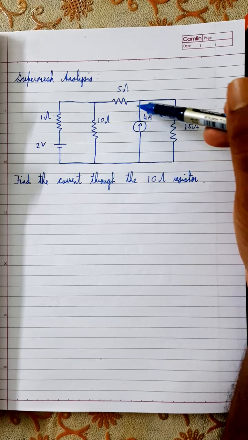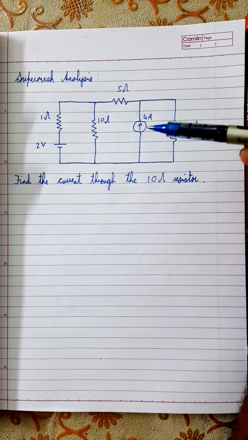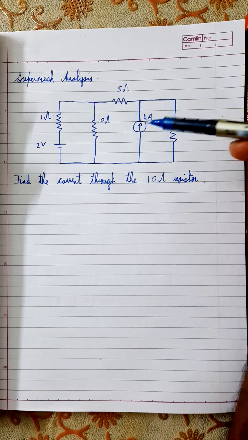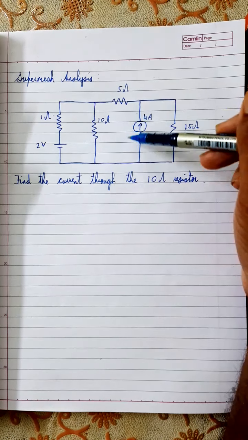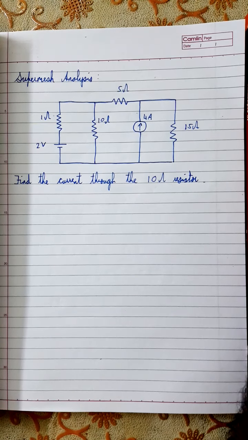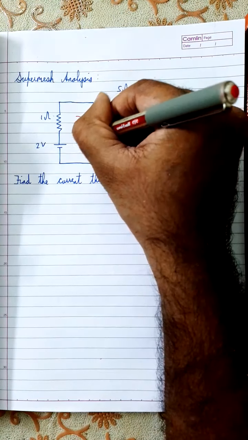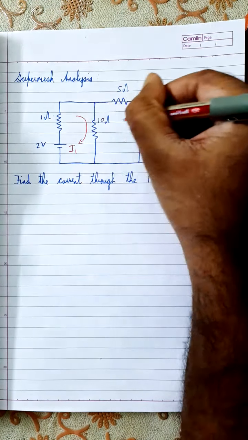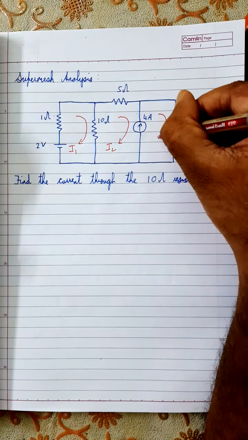So in that case, the problem is that in order to apply Kirchhoff's voltage law, you need to know the voltage across every element inside the closed loop, right? So here in this question, what I'm going to do is, as usual, mark my mesh currents. This is I1, this is I2, and this is I3.